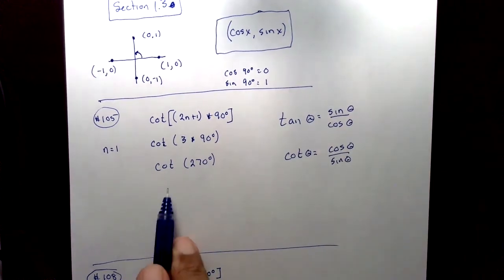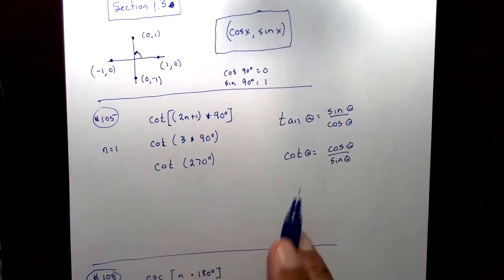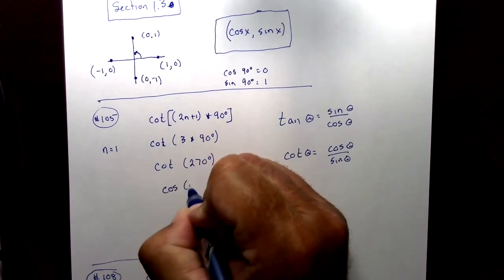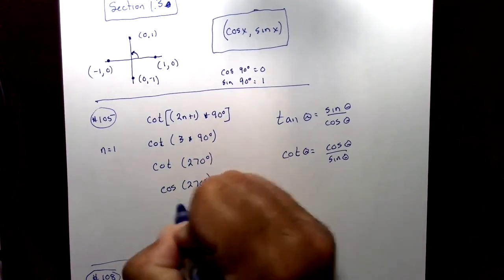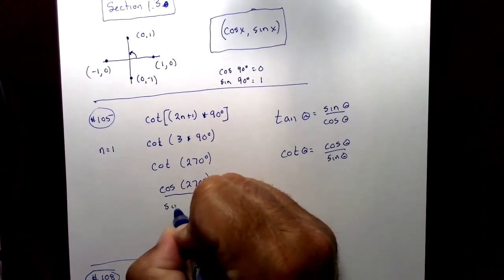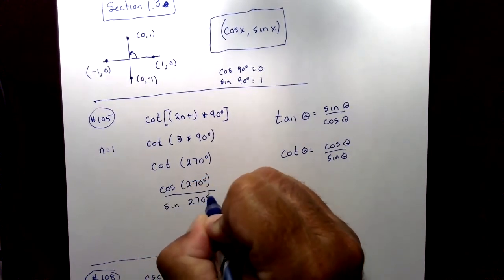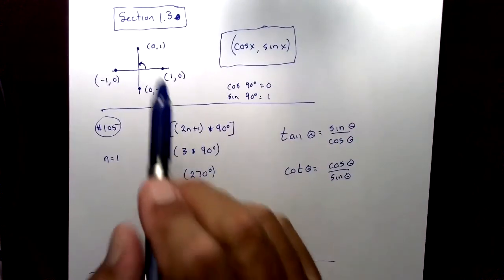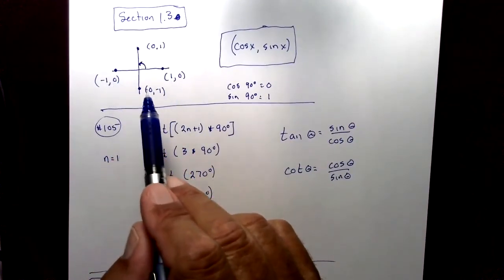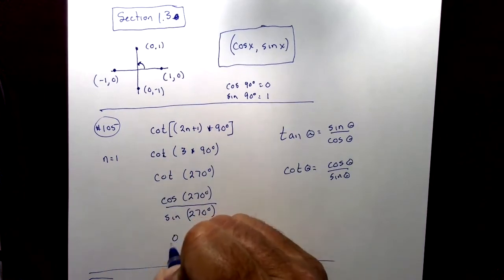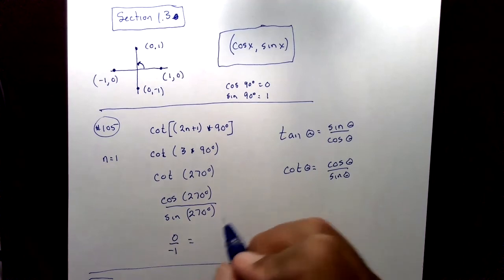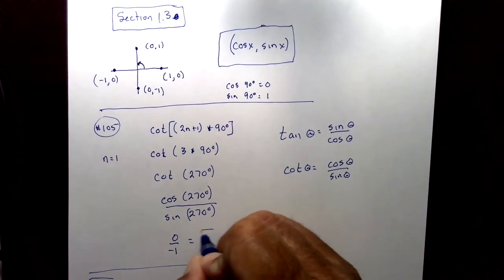So when I want to find the cotangent of 270 degrees, I'm going to write it as the cosine of 270 degrees divided by the sine of 270 degrees. The cosine's value at 270 degrees is 0 over the sine, which is -1. That gives me an answer of 0.